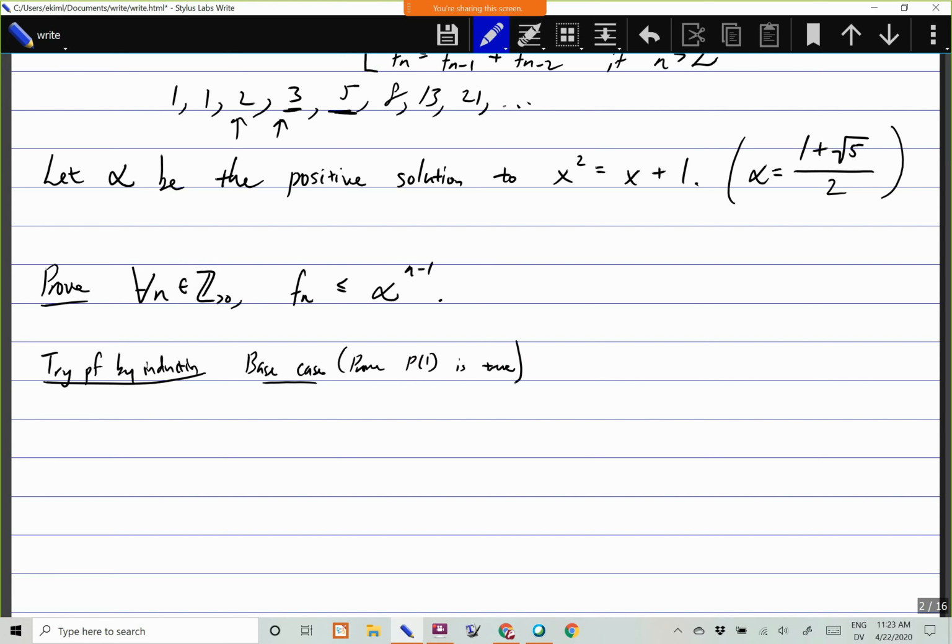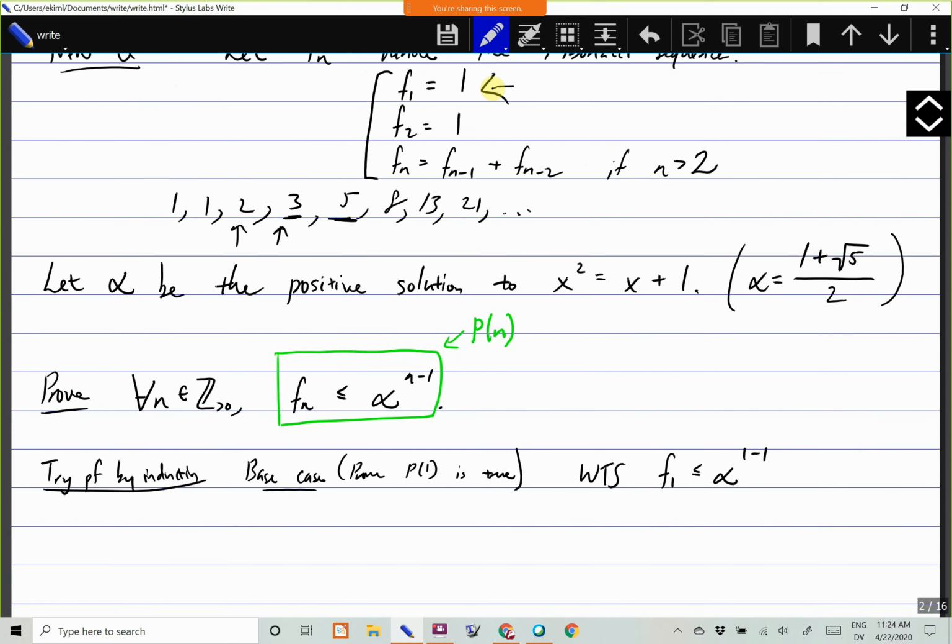Let me box it in a new color here. If that box is P of n, then to prove P of 1, we just replace every n in the green box with a 1. We want to show f sub 1 is less than or equal to alpha to the 1 minus 1. Everything in the green box is written replacing all the n's with 1's. Well, is this true? There are technically no variables here. I know it looks like there's f and alpha as letters, but f sub 1, scrolling back up, was defined to be 1.